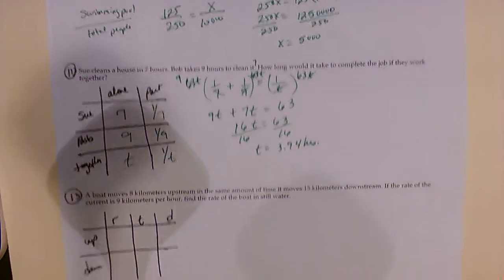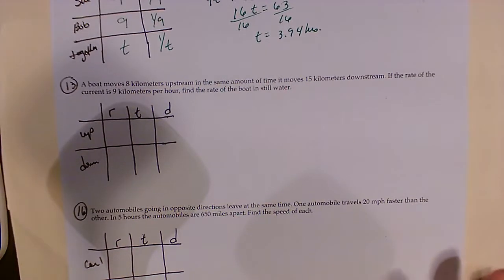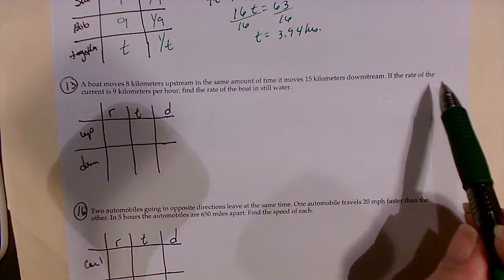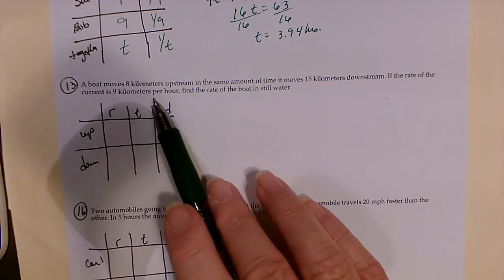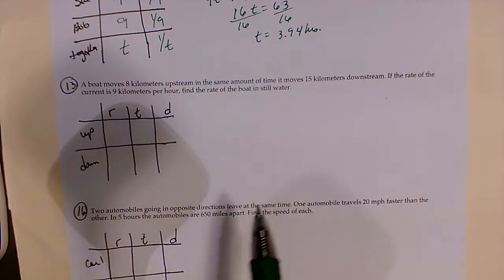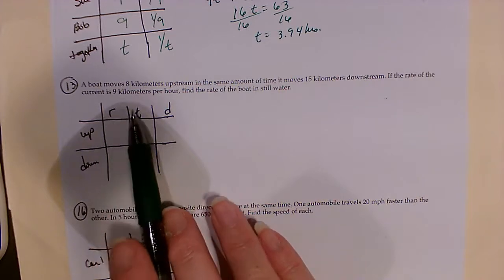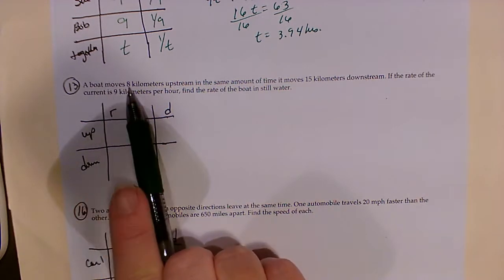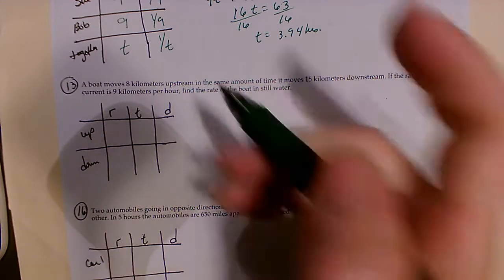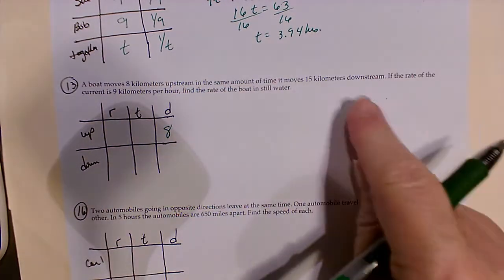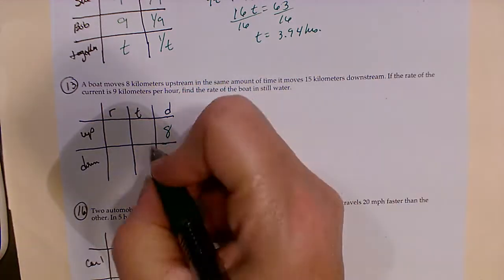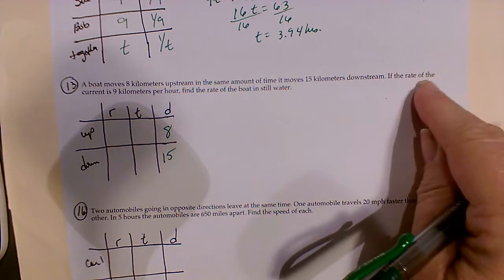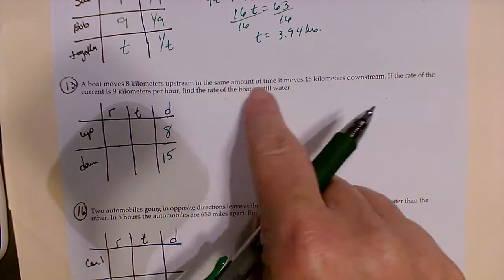On the next problem, we've got a boat that moves 8 kilometers upstream in the same amount of time it moves 15 kilometers downstream. If the rate of the current is 9 kilometers per hour, find the rate of the boat in still water. So this is rate times time equals distance. Let's look again at what we know. A boat moves 8 kilometers upstream and it moves 15 kilometers downstream in the same amount of time.